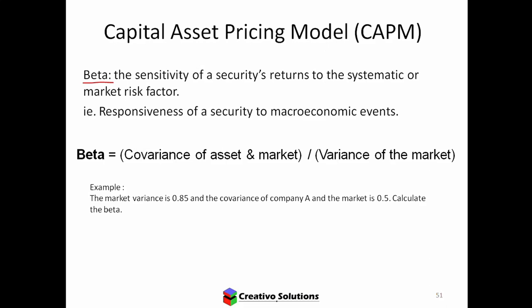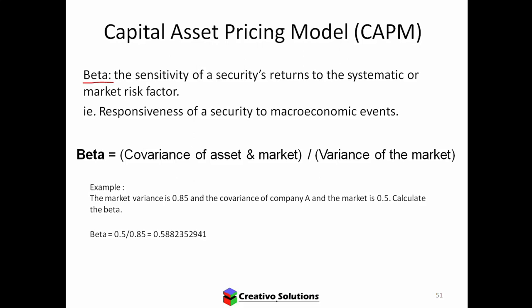So if I give you an example that says that the market variance is 0.15 and the covariance of company A and the market is 0.5, well, in order to calculate beta, I'm going to have to take the covariance of the asset and the market and divide that by the variance of the market. And that's going to give me a measure of beta. Remember, beta is a measure of risk. Beta is how risky a particular asset is compared to the market. So what is the market giving me?